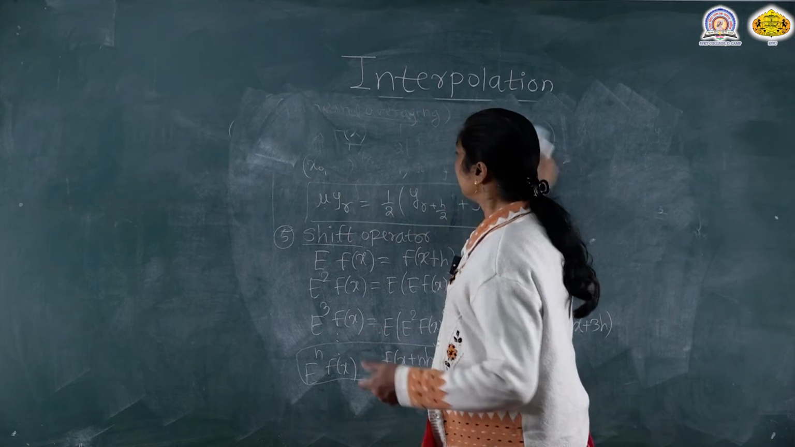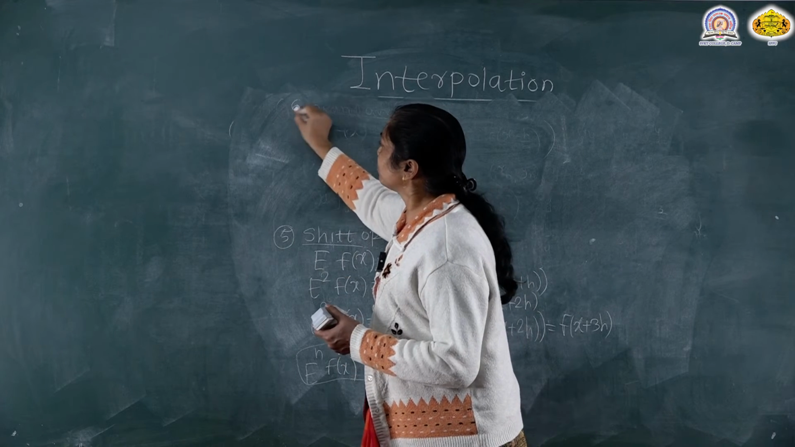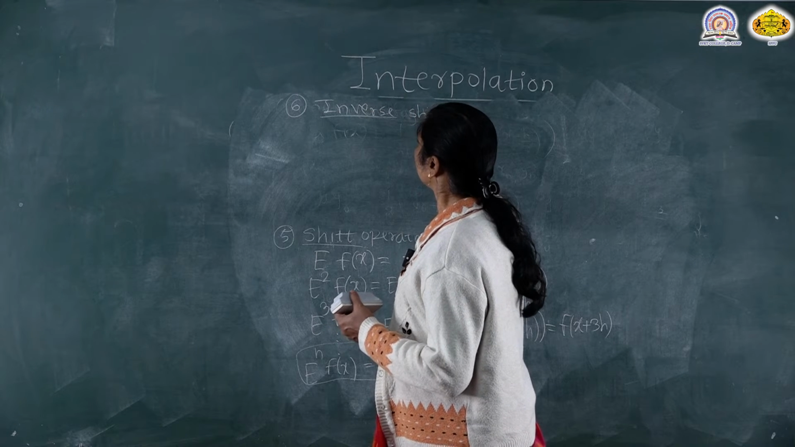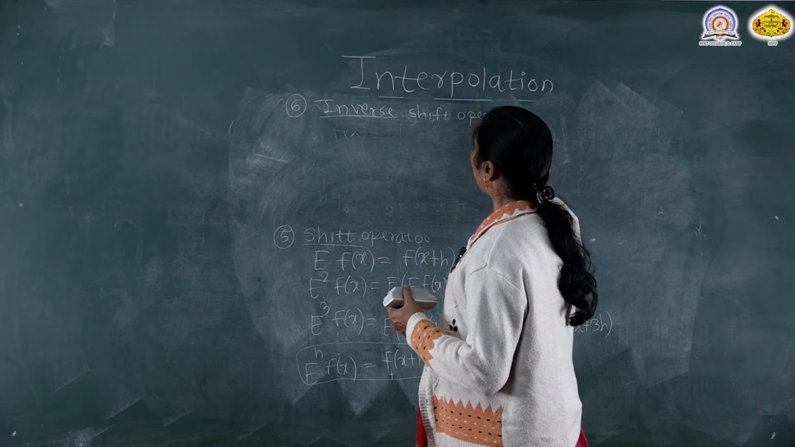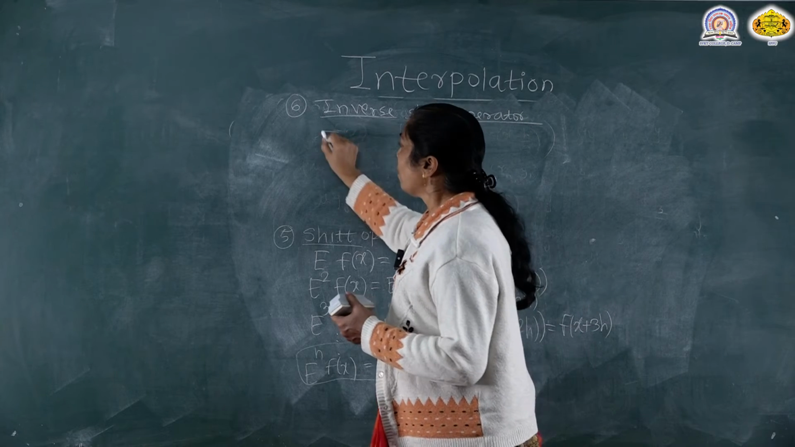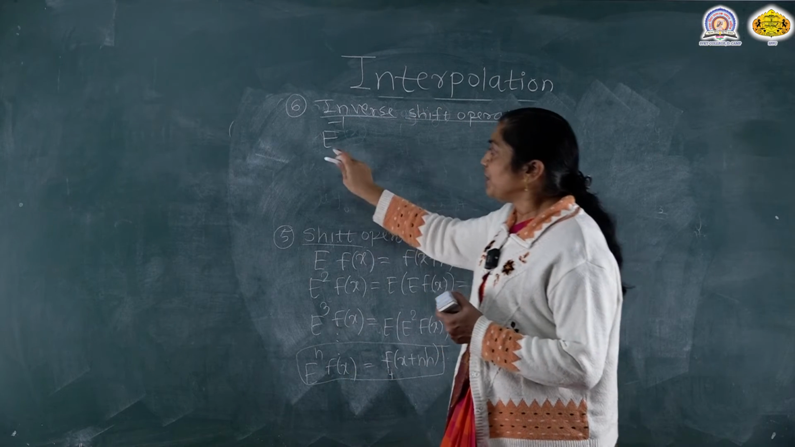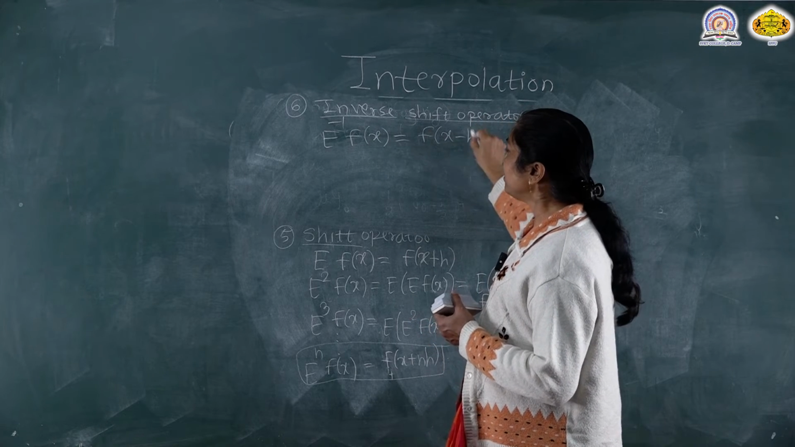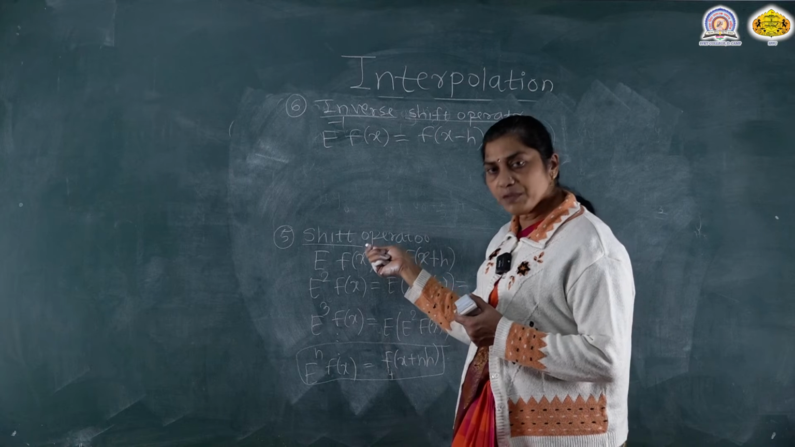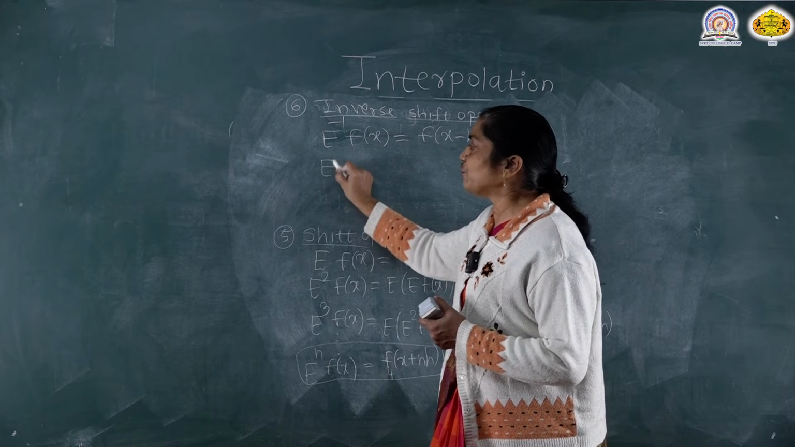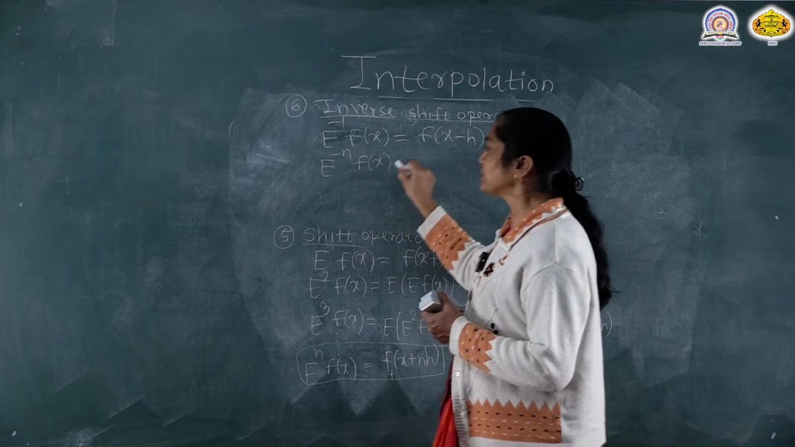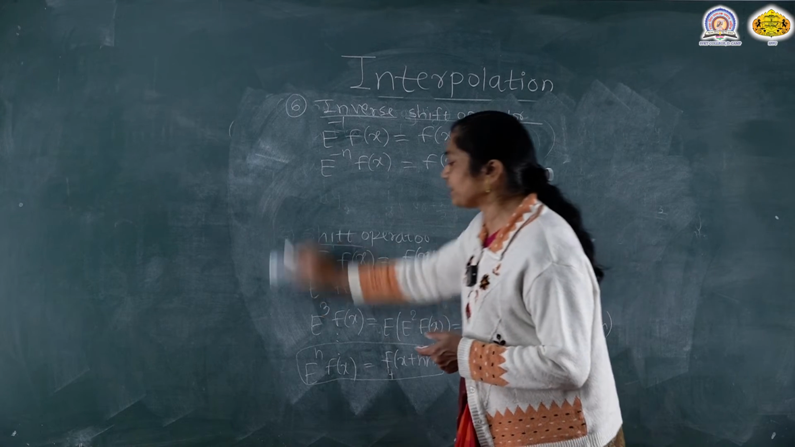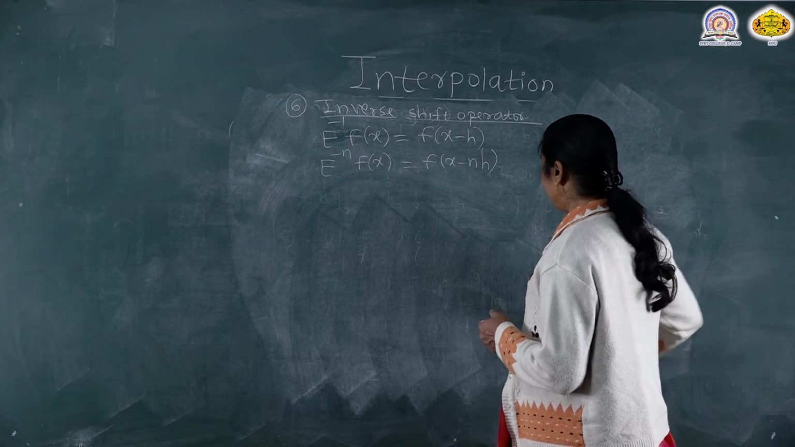The next operator is known as the inverse operator or inverse shift operator. It is denoted by E inverse. And what is E inverse? The definition of E inverse is E inverse of f(x) is equal to f(x - h). If you continue similar to the shift operator, you will get that E raised to minus n of f(x) comes to be f(x - nh). So that is our sixth operator, that is nothing but the inverse shift operator.